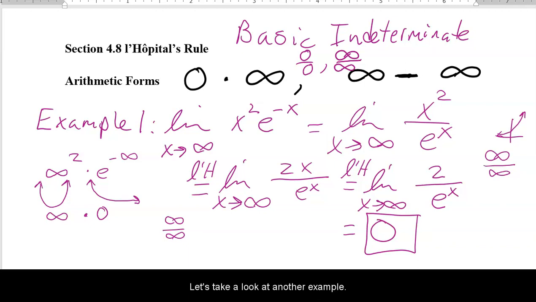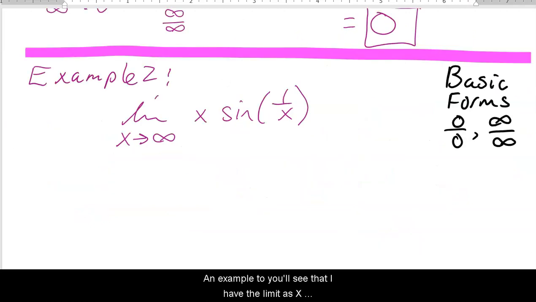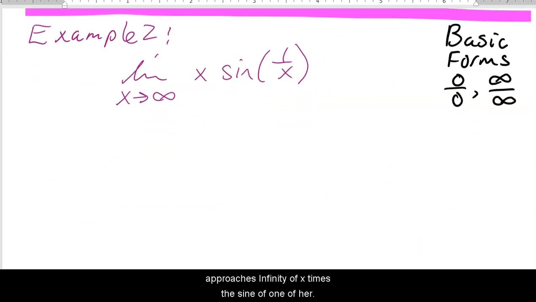Let's take a look at another example. In example 2, you'll see that I have the limit as x approaches infinity of x times the sine of 1 over x. On the right, I've written down the two basic forms, 0 over 0 and infinity over infinity. Remember that without one of the two basic forms, I cannot apply L'Hopital's rule. I also cannot apply L'Hopital's rule unless the numerator and denominator functions are differentiable near whatever value the limit is approaching, in this case, positive infinity.